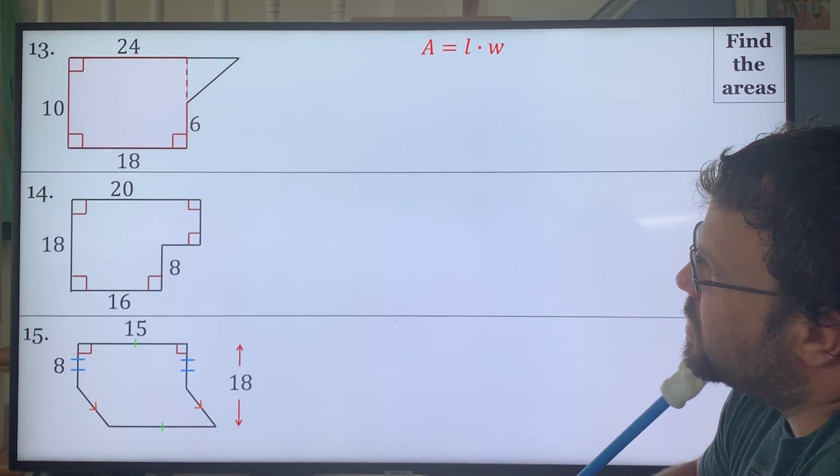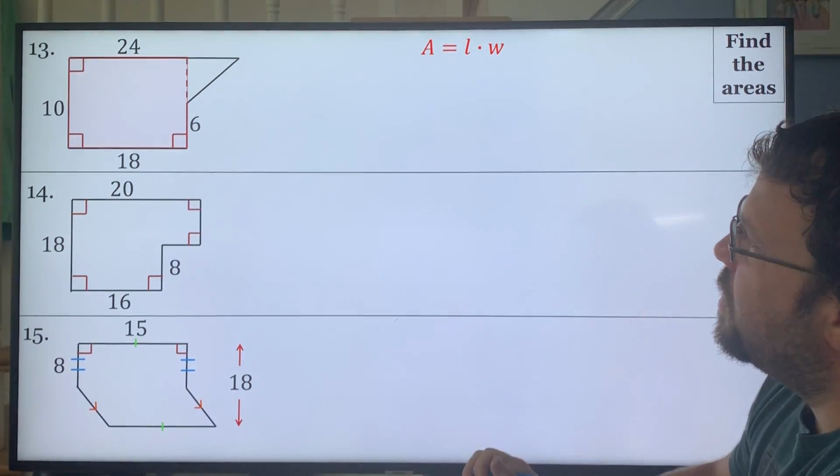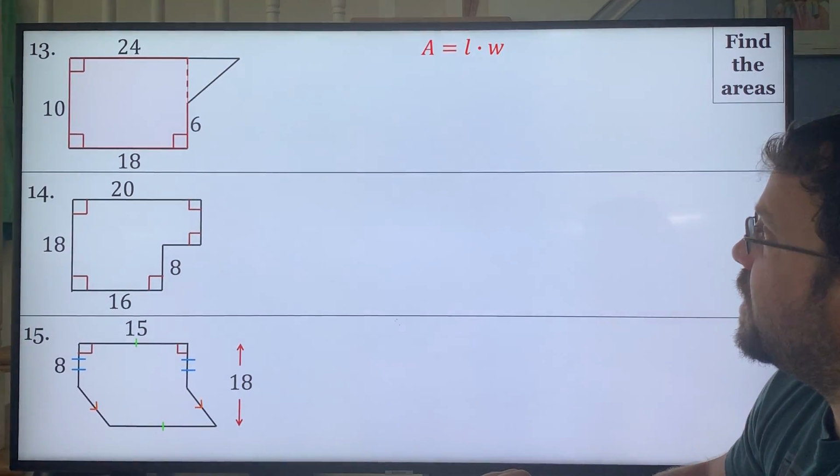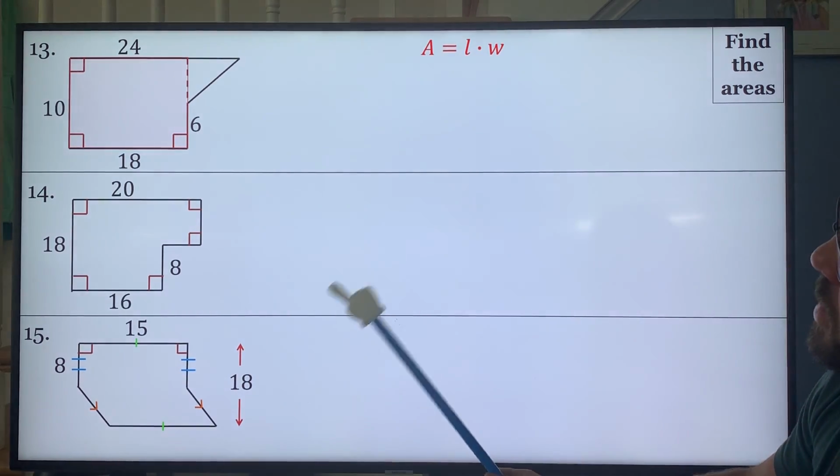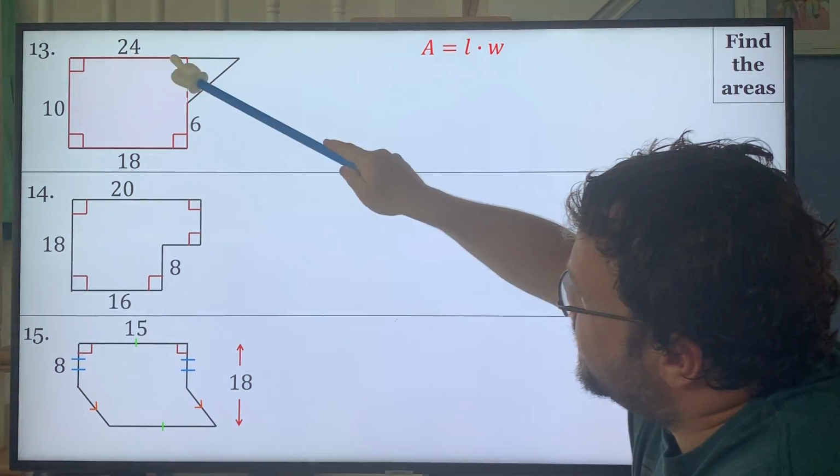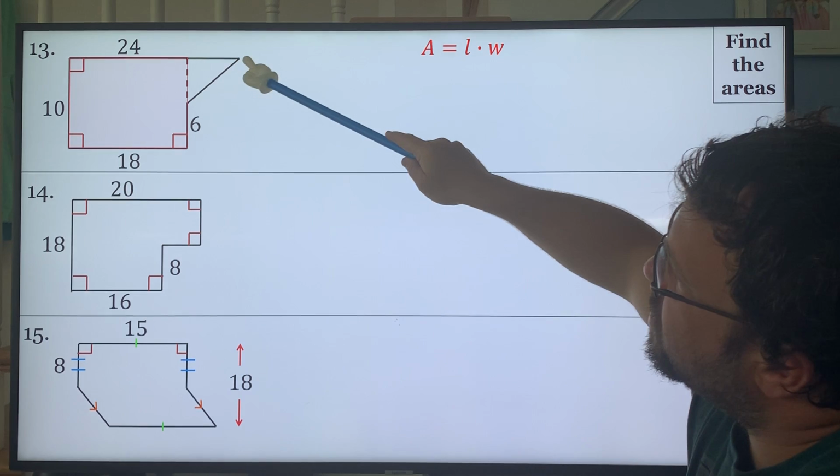What you should have done first is find the area of the square. I'm sorry, that's not a square, it's a rectangle or parallelogram. So that's length times width. Now this 24 is not this distance. The 24 is the total distance across the top.